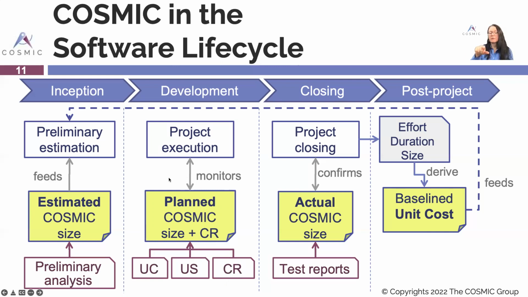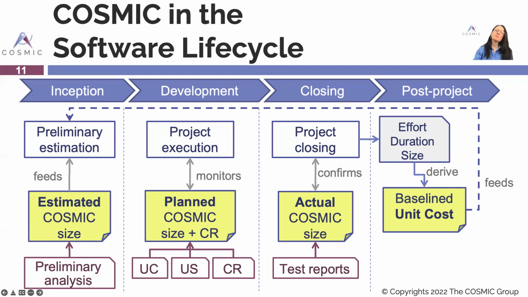So if you're in the agile mode, you can confirm the actual size at the end of every sprint with what's been done according to the definition of done. So we know exactly which functionality has been delivered. We can confirm its size. It really doesn't take long, just a few minutes, and it's done. And that's how your model here, the baseline unit cost, will again feed your preliminary estimation in the next project.